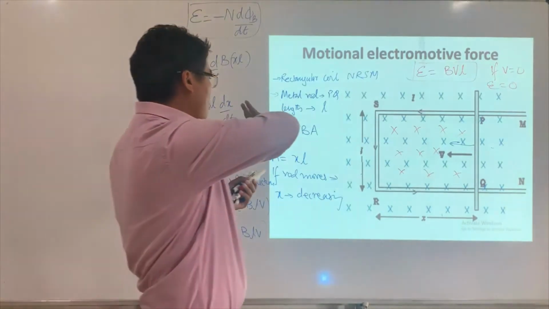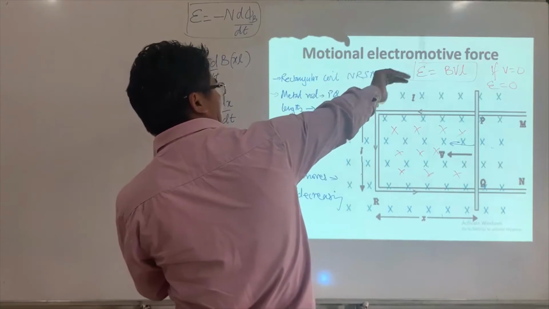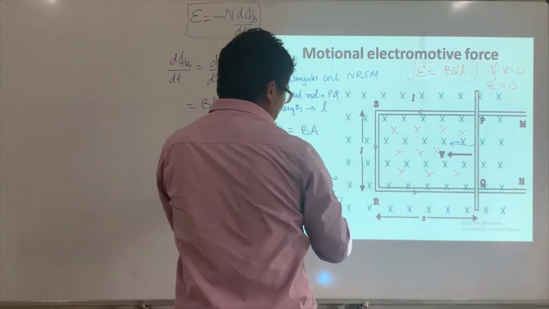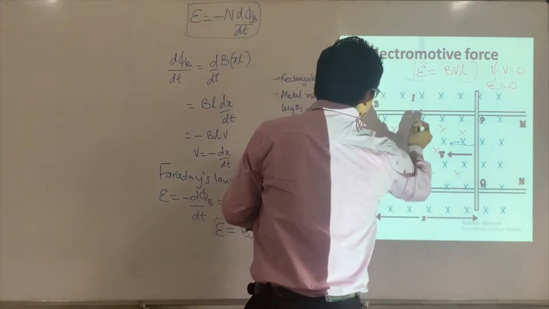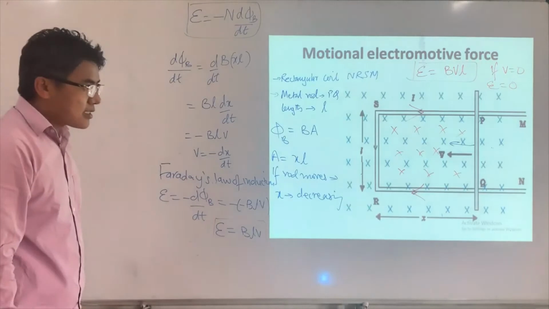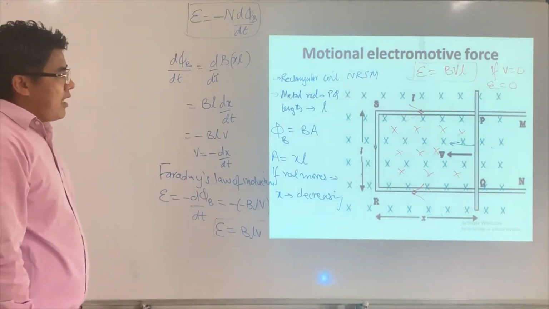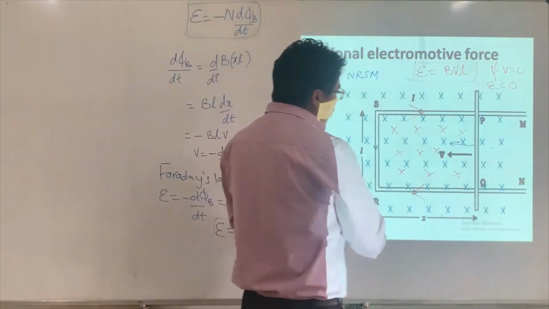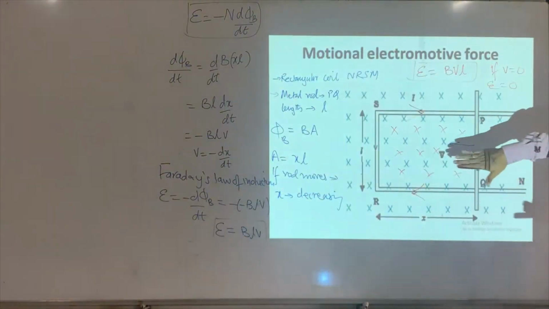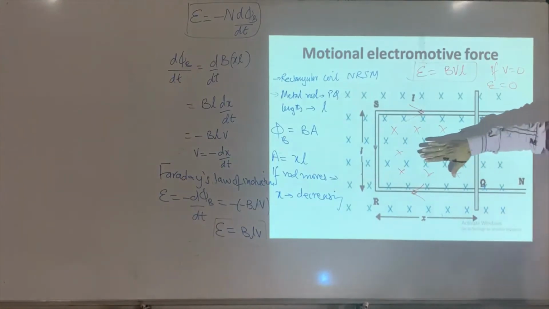So what about the direction of current? The field is into the plane. So I'm showing you the directions. Therefore, the direction of current is going to be this. This is the direction of current. And what about this? Look here. v moves in this direction. v is the velocity, and the positive charges are moving in this direction.